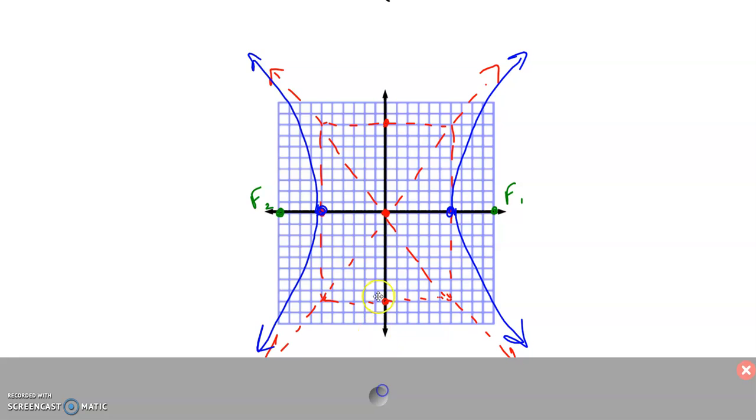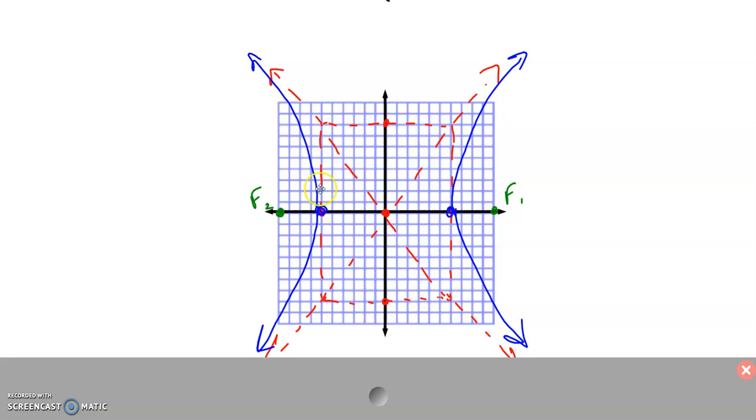So I start with the foci at 10 and -10. The center will be halfway between at (0, 0). Since a is 6 and the foci are left and right of each other, that means a will go horizontal, because a is called the transverse axis, which has the vertices on it, and those will always be in the same direction from the center as the foci are. So in the horizontal direction, I move 6 units to the left and right of the center. And then since b is 8, I move 8 units above and below the center.